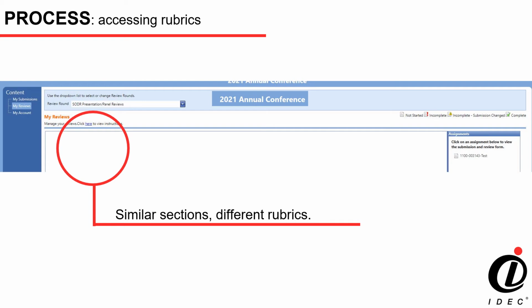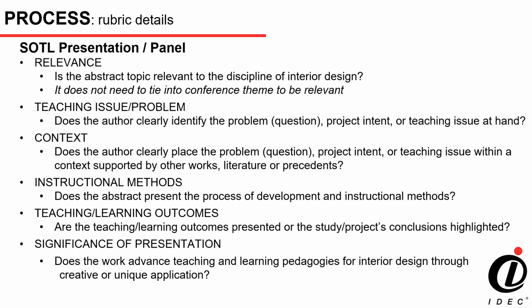However, you will also receive this information in a document from the IDEC Abstract Coordinator. The SOTL presentation and the SOTL panel are scored using the same rubric. On this slide, you will note the sections being scored as well as the rubric information provided by IDEC at the time of the abstract submission. However, the rubrics you will use for scoring identify qualifiers along a 0 to 5 Likert scale.